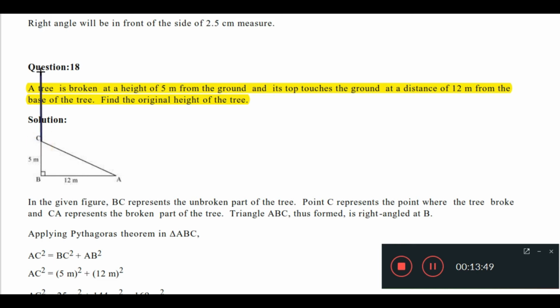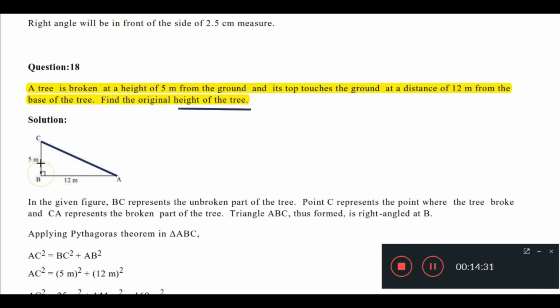This is a tree, from B to the top level, and then it is broken and falls at point A. Understand what I mean to say? This is a complete, straight tree, which has fallen on the ground and reaches point A, and the distance between B and A is 12 meter. Okay, the distance between B and A is 12 meter. This point and this point is 12 meter. We need to calculate the height of the tree.